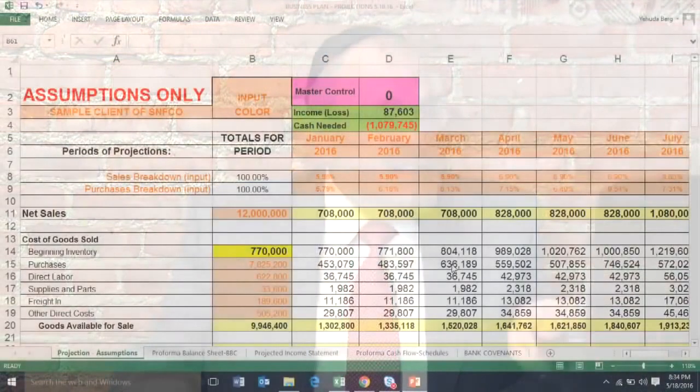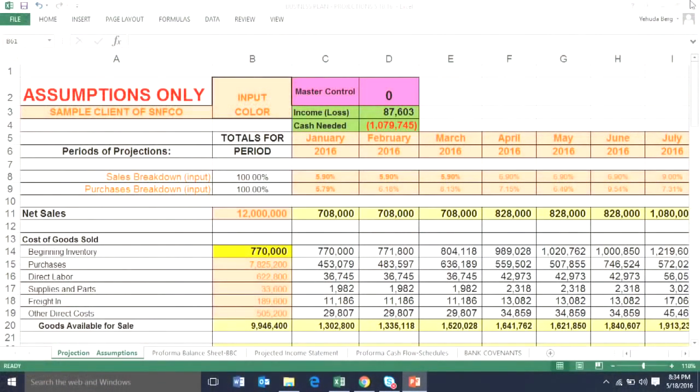And let's use the illustration. I call this a sample client of SNF Co. That's the name of our firm. The first sheet is what I call the assumptions only.